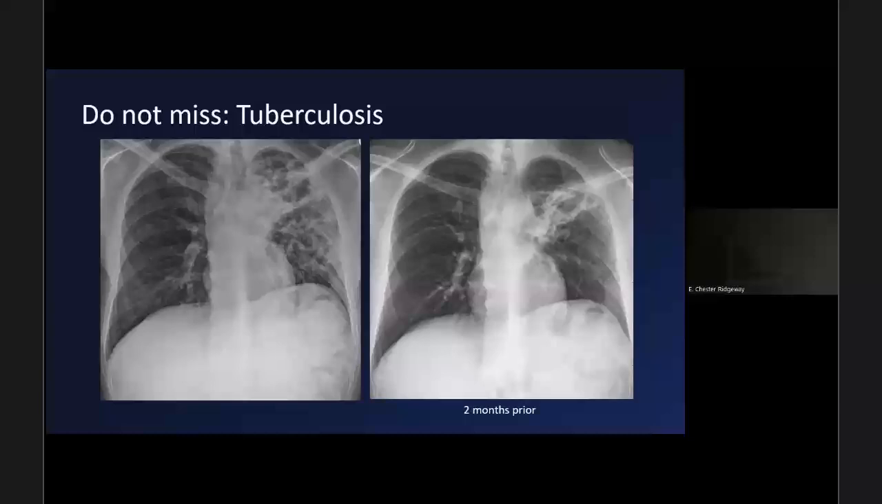We have increased nodular airspace opacities throughout that left lung. There's this increased mass-like consolidation in the left suprahilar region. So all that's consistent with reactivated infection.